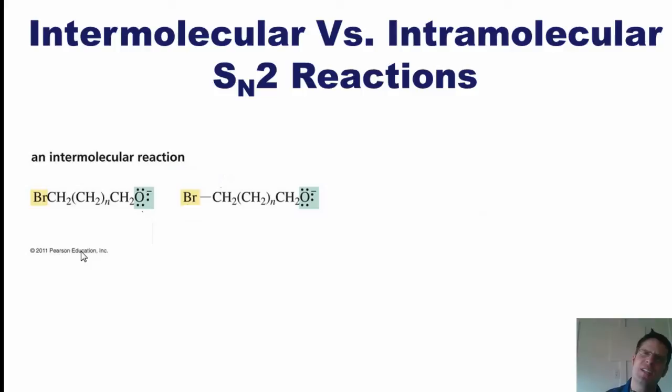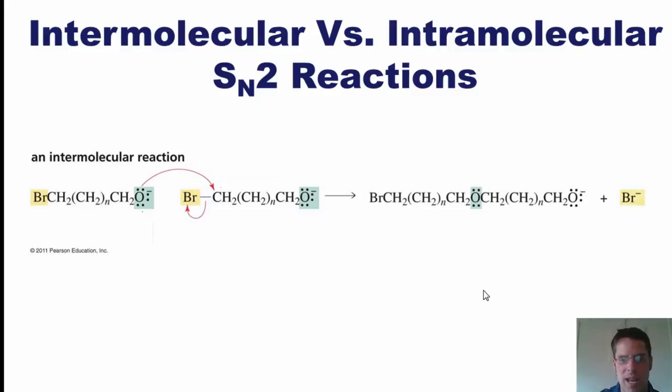That might be interesting. Well, you could imagine this O- coming and attacking the carbon on another molecule of itself that's bonded to a bromine like this, kicking off the bromide in an SN2 fashion. If that were to occur, I would end up getting this type of product. This type of reaction would be an intermolecular reaction, that is, in which two molecules that are separate react with each other.